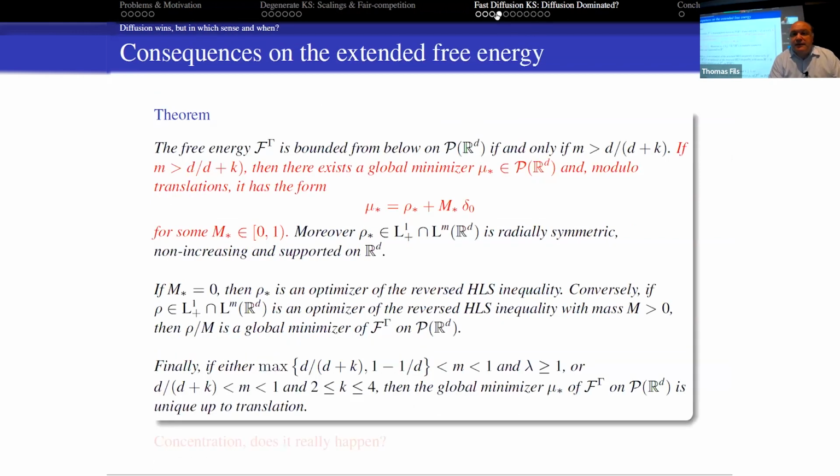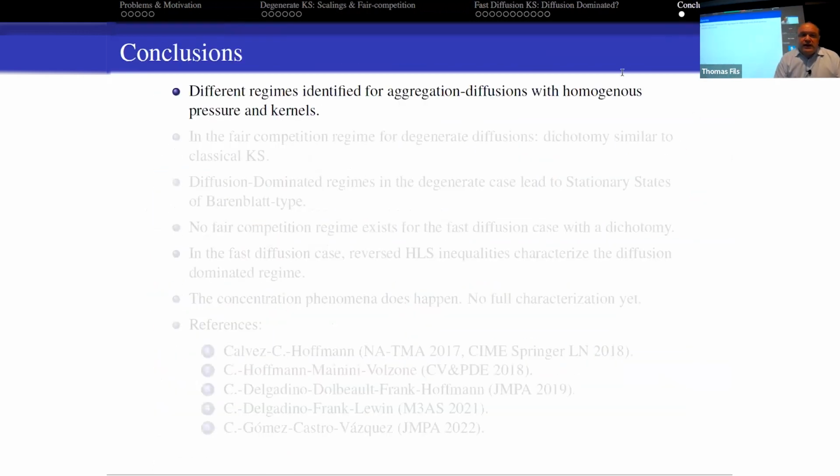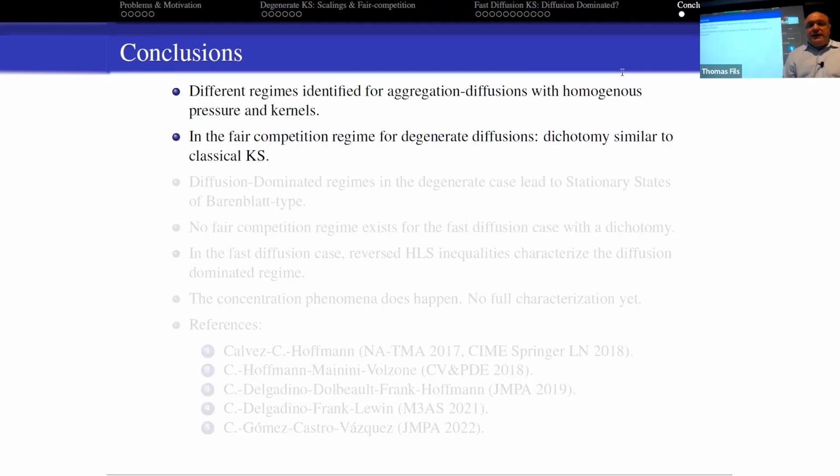And just to say that right now, just the conclusions. So I hope to have convinced you that this problem of the aggregation diffusion, even with homogeneous pressure and kernel, is quite rich. In the case of the fair competition regime in the exponents, you have a dichotomy quite similar to the classical Keller-Segel when you are dealing with singular kernels.